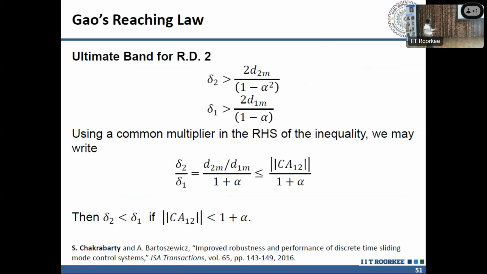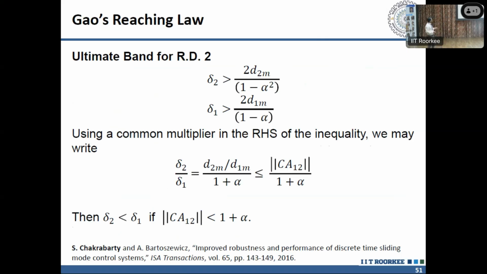And this ratio, D2M and D1M relationship already had got. So this ratio gives me that delta 2 by delta 1 will be less than norm of CA12 by 1 plus alpha. So this would be less than delta 1 if CA12 is less than 1 plus alpha. So previously, in Bartolozzi's reaching law, this less than 1 was required. Now this less than 1 plus alpha is a much more relaxed condition in that sense, because some alpha is there to keep some buffer, whatever value we want to maintain. But what we have proved that is important, that the ultimate band in the RD2 case is less than RD1.